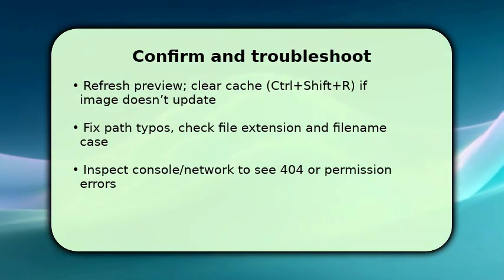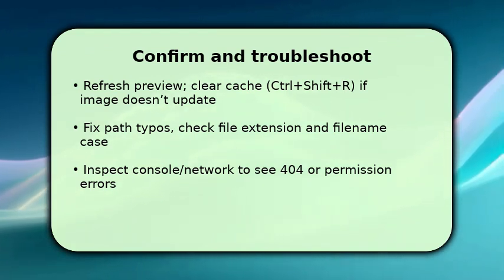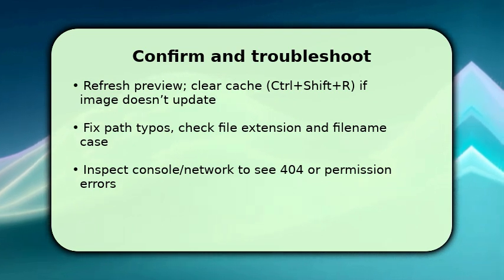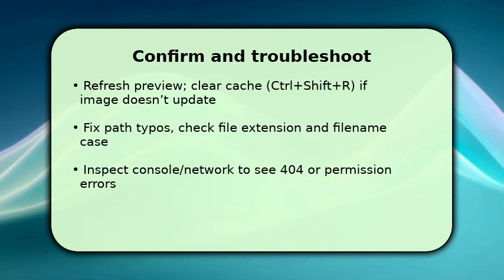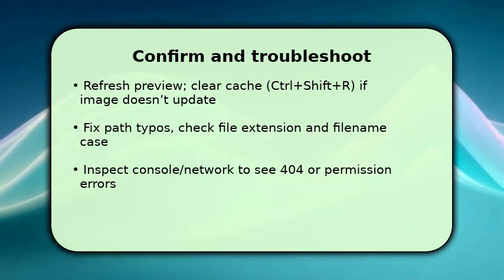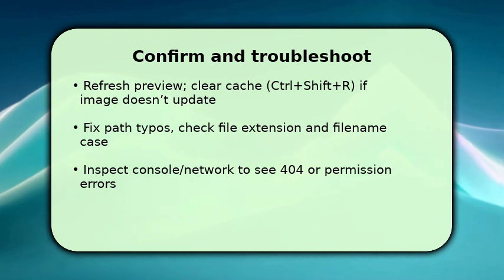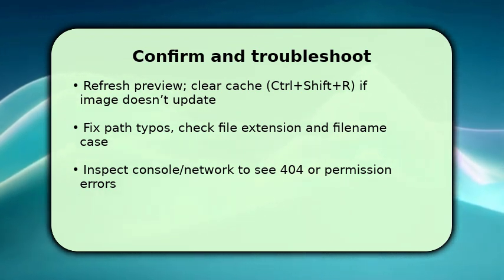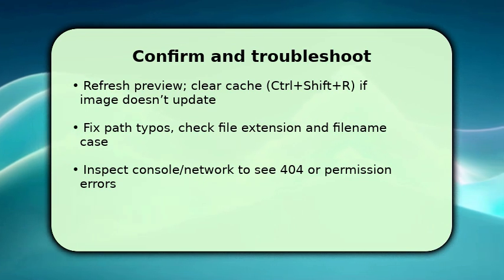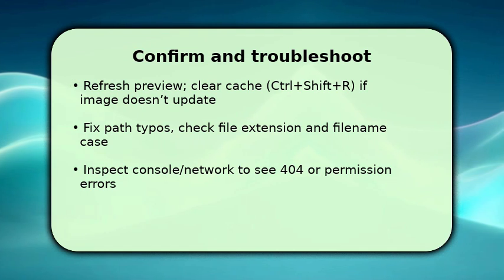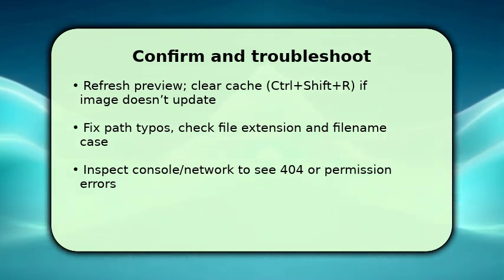Finish by verifying the image appears in the browser via live server or a refresh. If it doesn't show, clear the cache and reload. Make sure the src path exactly matches the folder structure and file name, including case sensitivity, because a small typo often causes failures. If problems persist, open DevTools and check the network or console tabs for 404 or permission errors, then correct paths or file permissions. If you change file names, update references and refresh until the preview renders correctly.